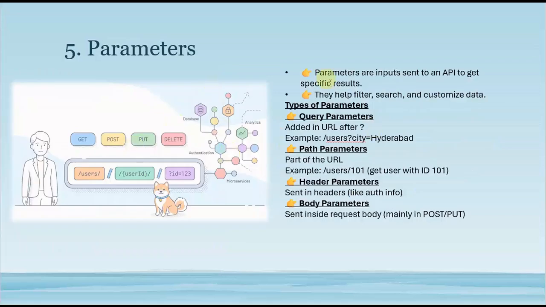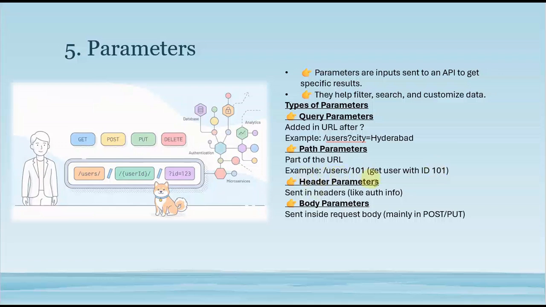And one more is parameters. Parameters are the inputs sent to an API to get a specific result. They help to filter, search, and customize data. The types of parameters are query parameters, path parameters, header parameters, and body parameters. Query parameters are added in the URL, like city equals Hyderabad or name equals something. Path parameters are part of the URL, for example get the user with ID 101. When we give 101, it will display the details.